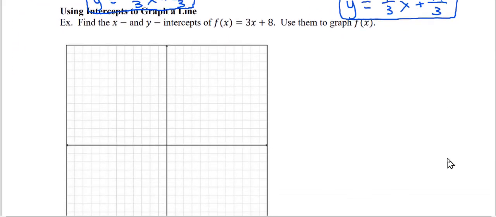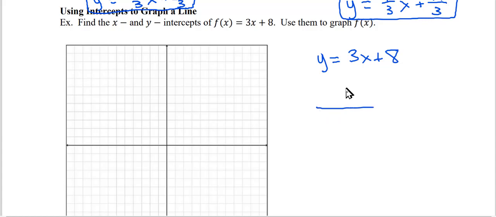Okay, let's take a look at using intercepts to graph a line. We want to have different options depending upon what information you're given. You may want different choices. So here you are given f of x equals 3x plus 8. I'm going to write that as y equals 3x plus 8. Typically, I would just use the slope and the y-intercept, plot the y-intercept, and then use the slope to graph this line. But this specifically asks us to find the x and y-intercepts. We're going to do that.